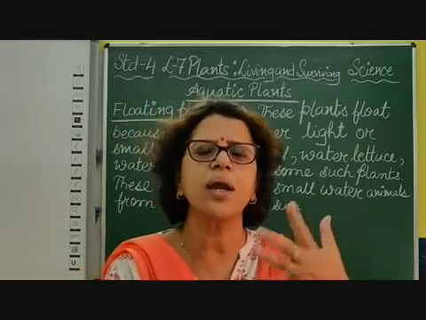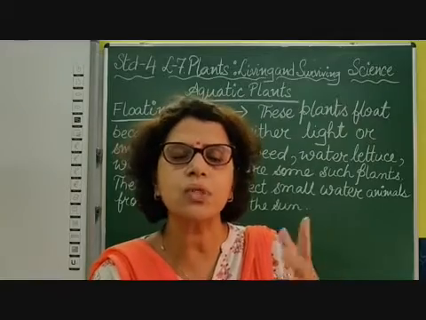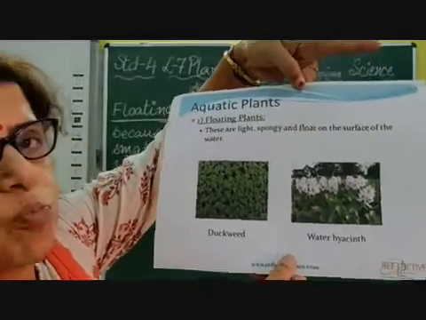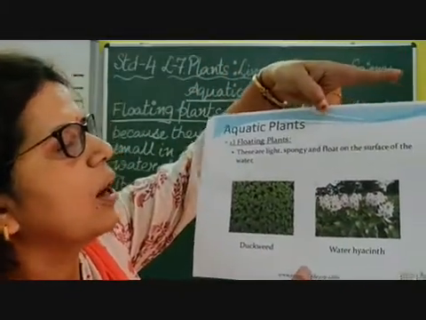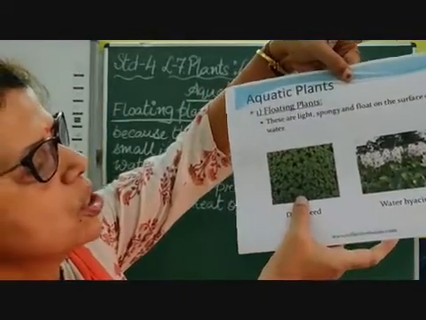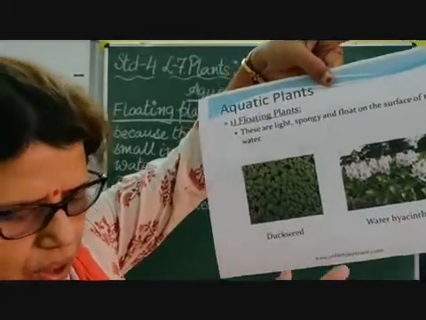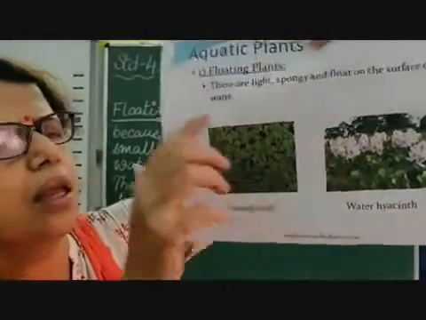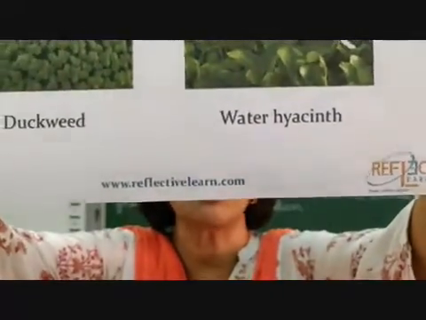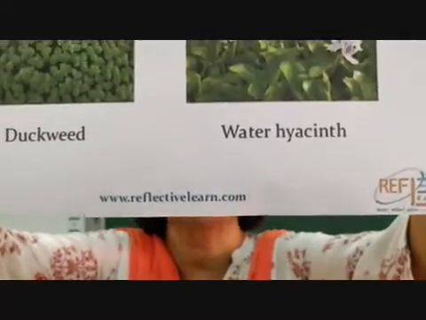So floating plants, you can understand that if these plants are light and small, that's why they float in the water. Floating plants are light and spongy. Their leaves are spongy, because they store the water and float on the surface of the water. So this is duckweed, and this is water hyacinth. I think you all have seen these types of plants growing in ponds, by the bank of water bodies.